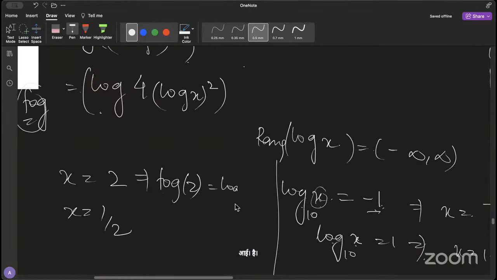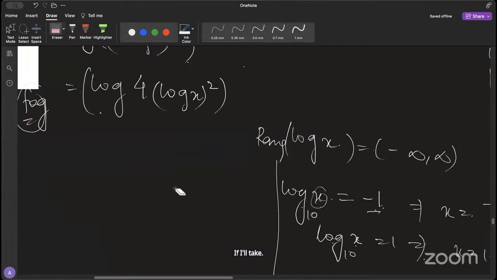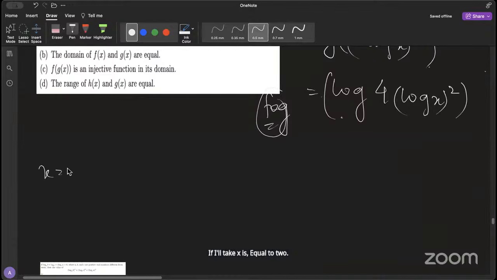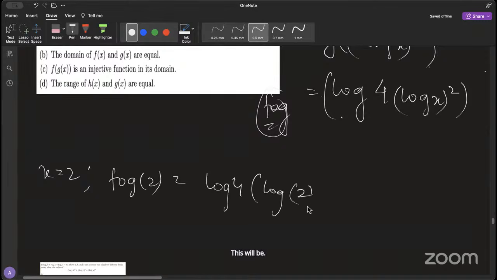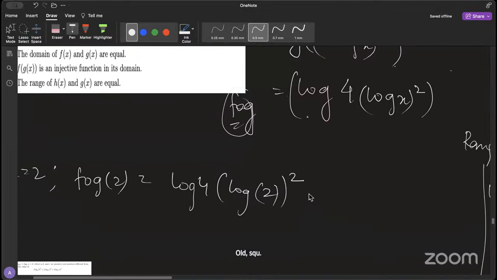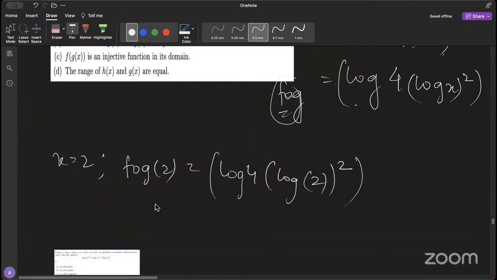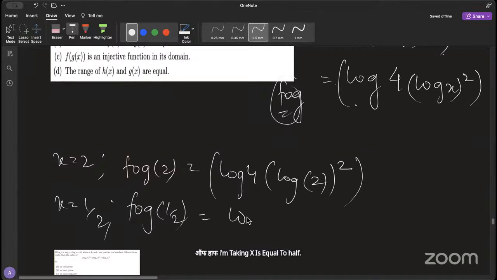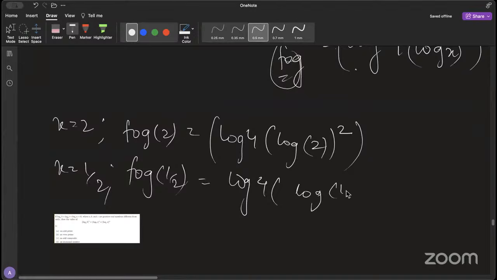I'll have log 4 and, just 1 second. If I take x equals 2, FOG at 2 will be log 4, which is log 2 whole squared. And if I take FOG of half, I'm taking x equals half, so I'll have log 4, log half squared, right?